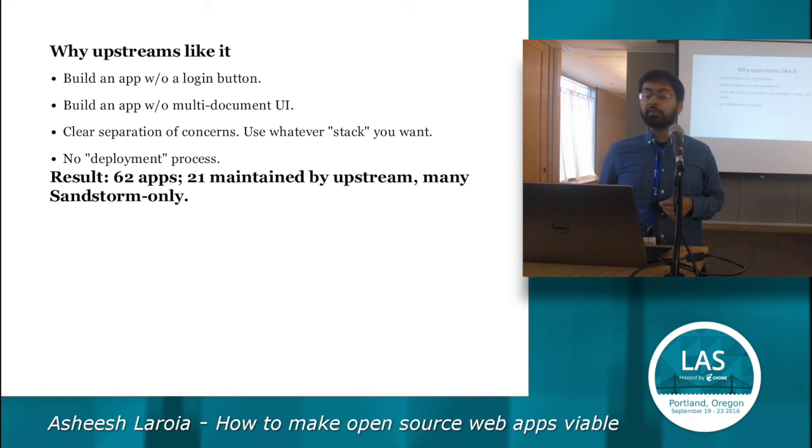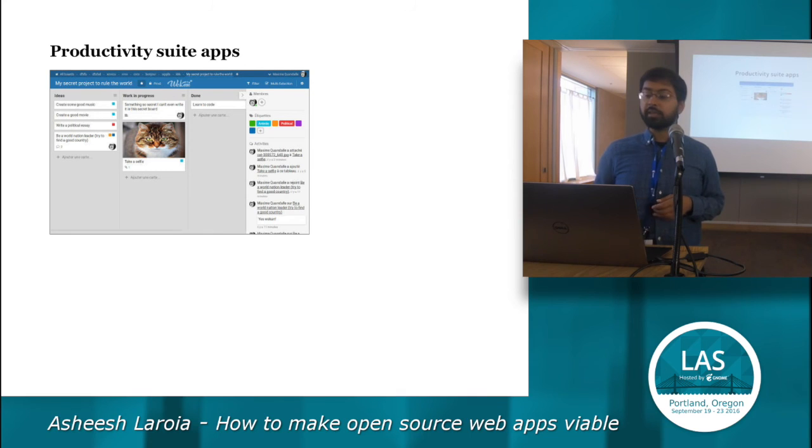So the result is that we have 62 apps currently on the Sandstorm app market, and 21 of those are maintained by the upstream authors entirely, and the majority of these are not maintained by the Sandstorm team. And many of these are Sandstorm only. So I want to give you a quick tour of the four apps that we call the Productivity Suite in Sandstorm. This is a Kanban app called WeKan.